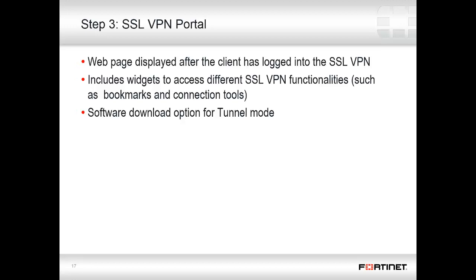The third step is the creation of the SSL VPN portal, which is what is displayed when the user logs in. Here, you can add, remove, or modify widgets that each user requires depending on the type of SSL VPN mode. As we will see later, when we create the SSL VPN authentication policy, we specify which user group will be using which VPN portal. More than one user group can share the same portal.